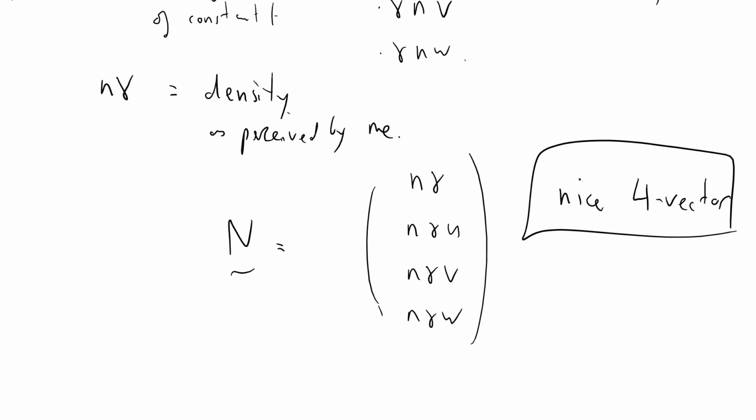So I'm going to stop there, but what I want you to pick up is the interpretation of these elements of the number flux vector, which is the flux of particles through three surfaces orthogonal to each of the four coordinate axes. So I'm going to stop there.